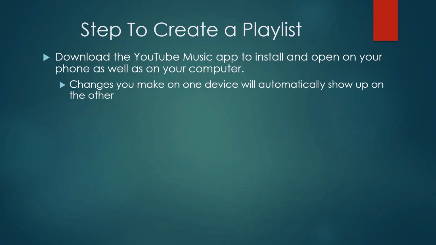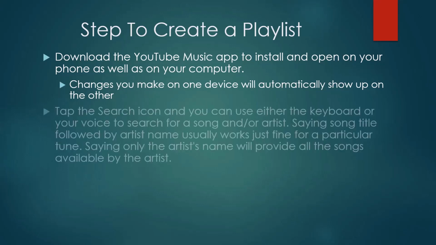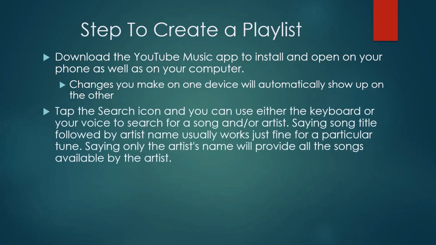I suggest you have it in both locations because the changes you make on one device will automatically show up on the other. You tap the search icon and you can use either the keyboard or your voice to search for a song and/or artist. Saying a song title followed by the artist name usually works just fine for a particular tune. Saying only the artist name will provide all the songs available by that artist that are on YouTube.